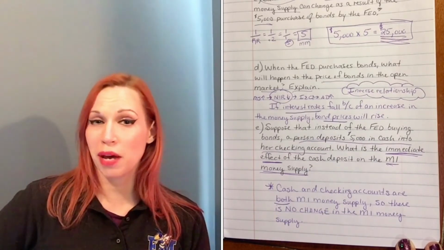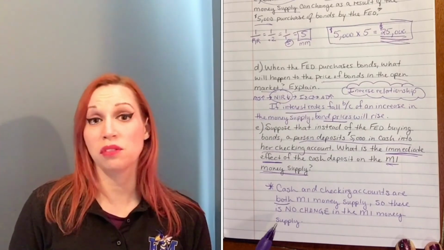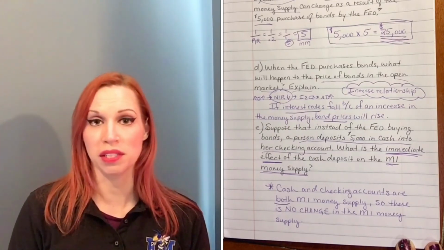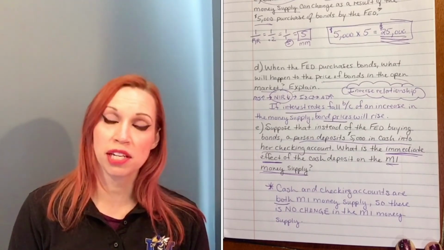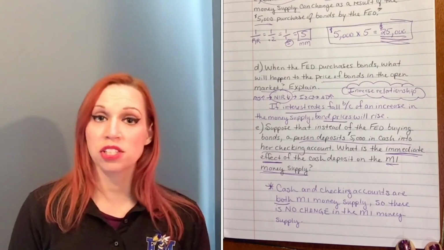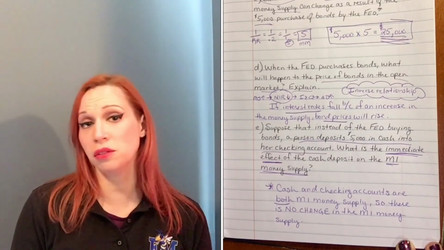So the amount in M1 money supply doesn't change at all. All that altered was the form of M1 money that it was. The $5,000 was cash at first, and now it's $5,000 in a checking account. But we know that cash and checking account money are both in M1, so there's no change in M1.